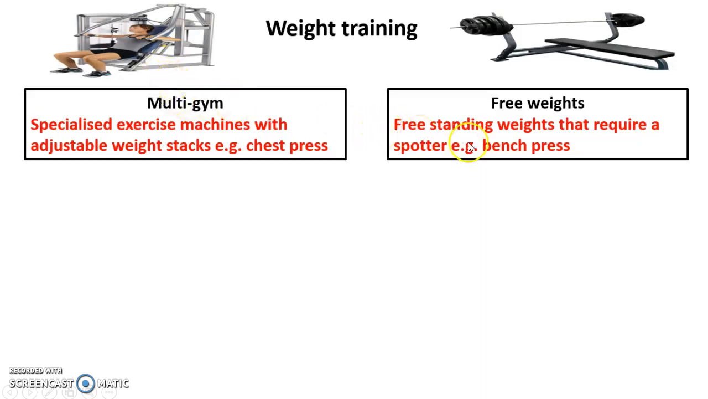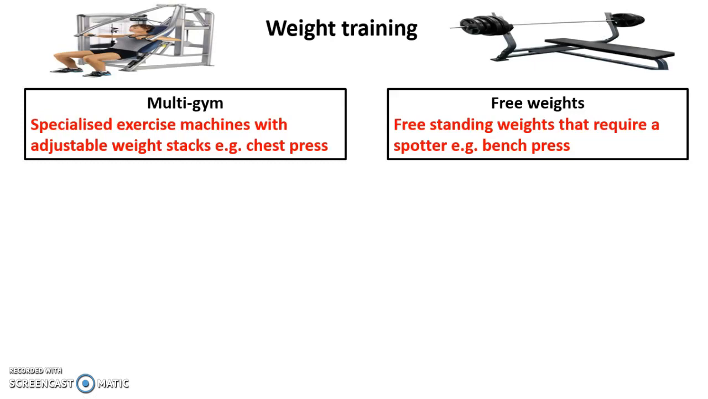On the flip side to that, you've got free weights. Free weights are freestanding weights that require a spotter, for example, a bench press. So these two things work the same muscle group, but in slightly different ways. This one's supported because it's a specialised exercise with adjustable weight stacks, whereas this one is completely freestanding. When you lift it off there, you show balance and coordination that allows you to produce the movement.